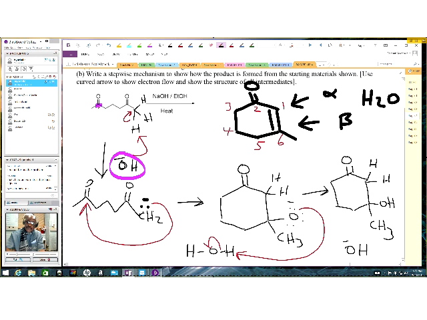So now the hydroxide, since they come in, abstract one of these hydrogen, and then you form your carbon-carbon double bond, and then you lose your water, okay? And now that is how you form.